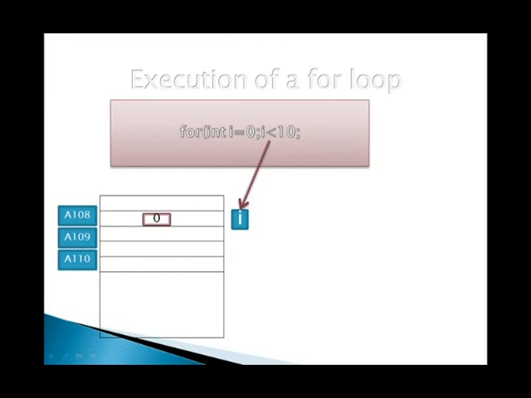Next, what we have to do is the condition checking part. We have to check whether the ith value is less than 10. When the ith value is less than 10, we can proceed. Otherwise, we have to terminate the for loop. This is done inside the ALU. Let's move on to the next part, that is incrementation. That is I++. We have to increment ith value by 1.